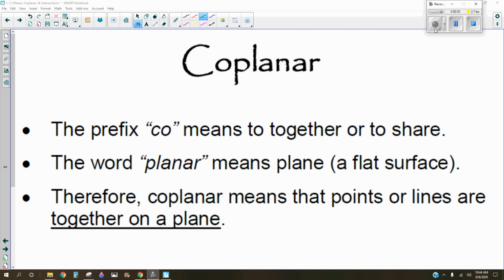So we have another concept that starts with co, just like collinear, where points share a line. We have an idea of coplanar. So coplanar, again, we have that prefix co means to share, and planar is just a plane or a flat surface, right? So coplanar means anything that is together or shares a single flat surface or a plane. Okay, so anything that falls on a flat surface.